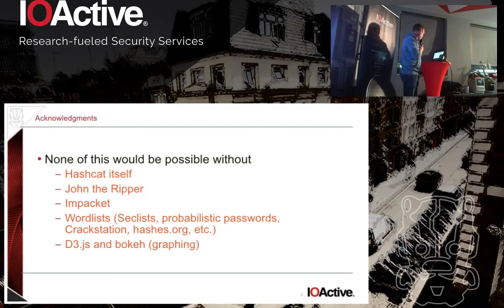Okay, first off, I've written some code myself. It's essentially a glue script that got a bit out of hand, so it all depends on Hashcat, generally, with John the Ripper for some of the decodes, word lists that other people have compiled, and then other libraries and stuff for graphing. D3 and Bokeh are very good for graphing if you need to do any graphs on this subject or anything else.